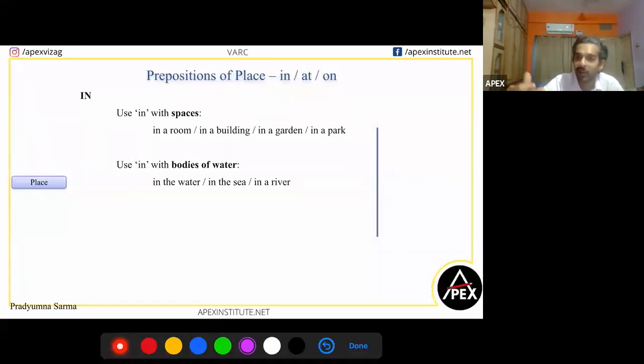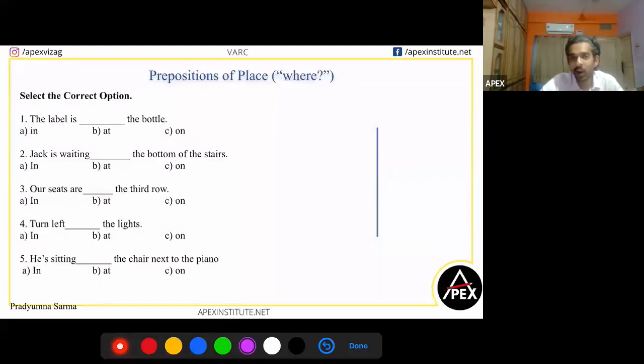Now, we can use in with bodies of water. Like, I'm in the river, I'm in the sea, I'm in the bathtub. Okay? You can use in with lines. Like, I'm in a queue or I'm in a row.